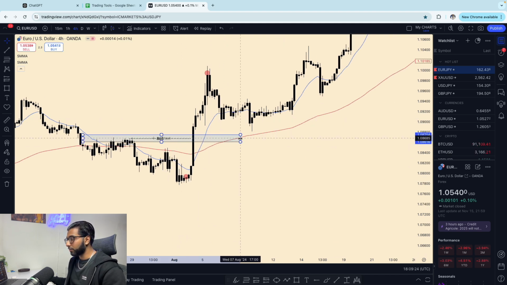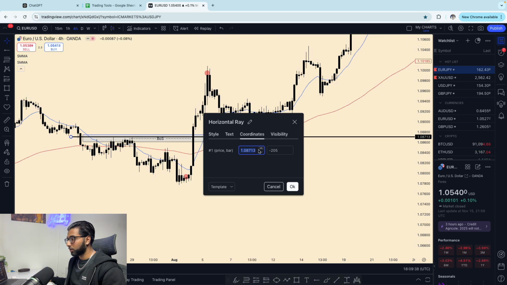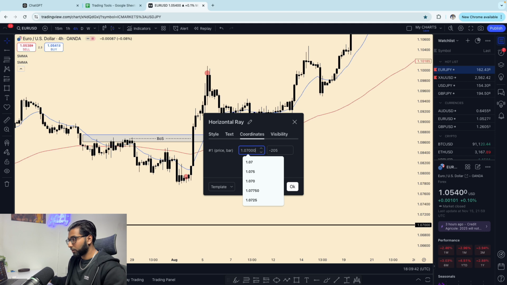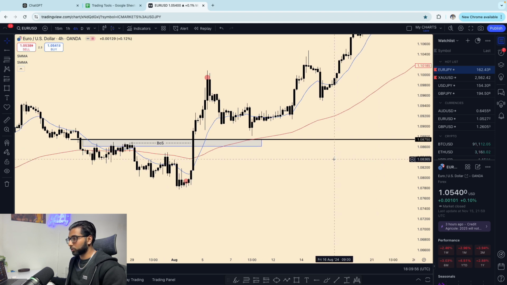And it's very, very significant because this POI is actually at a round psychological price, right? 0.7. Oh, no, not 0.7, 0.87. Right? There we go. 1.08750, a round psychological number.